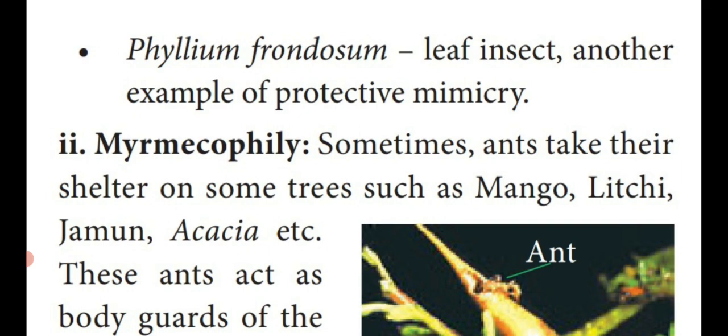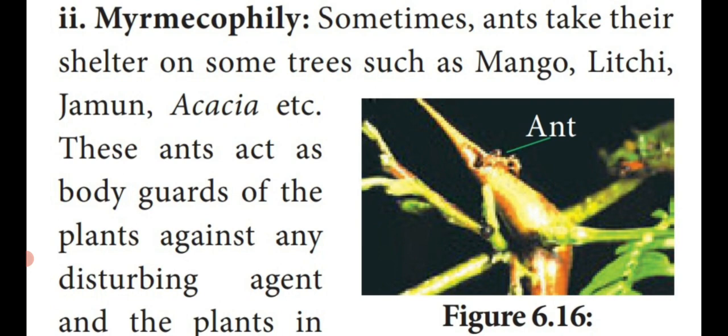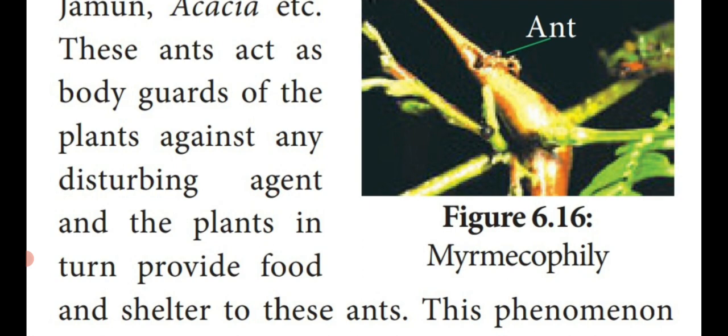Next one, myrmecophily. The first lesson itself you have studied. The pollination which takes place by ants is known as myrmecophily. Ants are small creatures which take shelter on trees such as mango, lychee, jamun and acacia. So these ants act as a bodyguard of the plant against any disturbing agent, and in turn the plant also provides food and shelter to these ants. This phenomenon is known as myrmecophily.